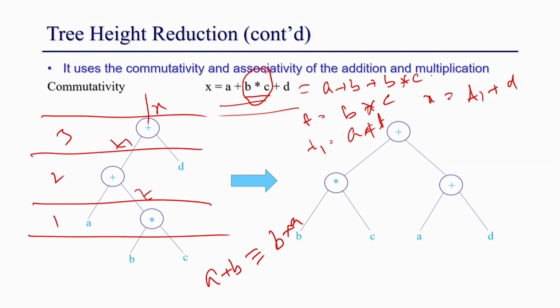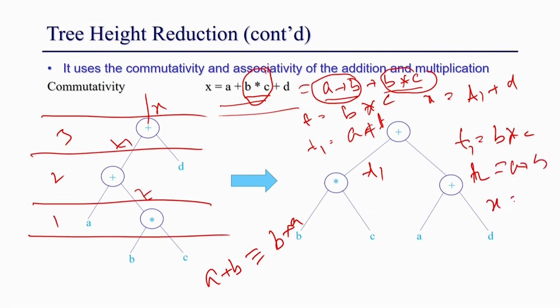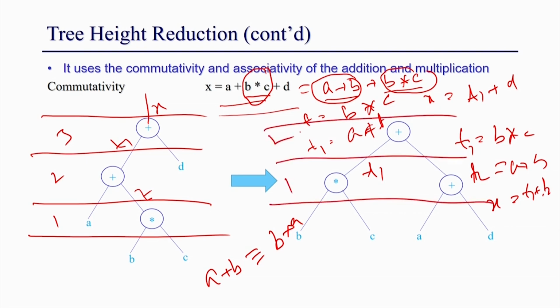If you do this, now I can do these two operations in parallel. I am doing t1 equal to b star c, and t2 equal to a plus d. I can do these two operations in parallel. Then x equal to t1 plus t2. So then you can actually do this in 2 time steps. This is time step 1, this is time step 2.